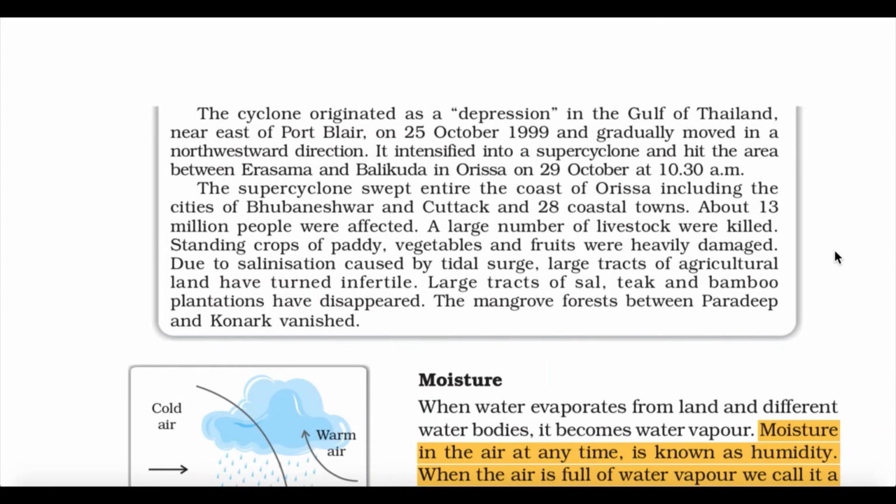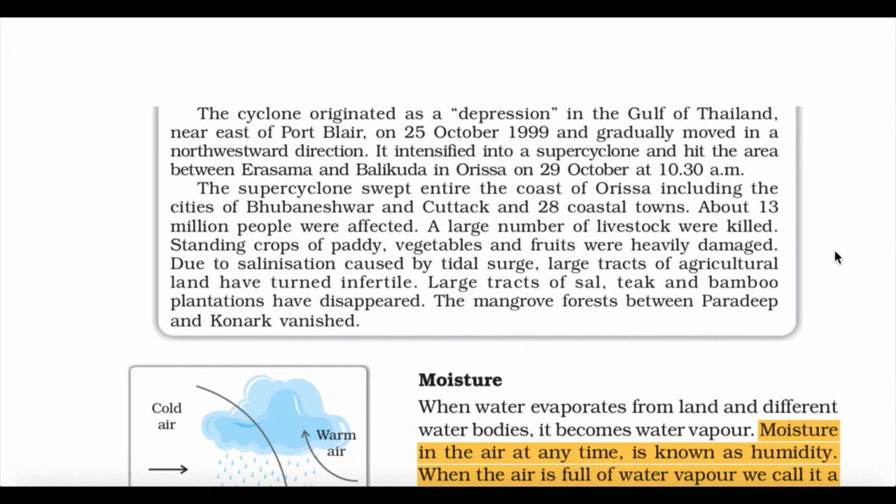It intensified into a supercyclone and hit the area between Ersama and Balikuda in Odisha on 29th October at 10:30 am. The supercyclone swept the entire coast of Odisha, including the cities of Bhubaneswar and Cuttack and 28 coastal towns. About 13 million people were affected. A large number of livestock were killed.